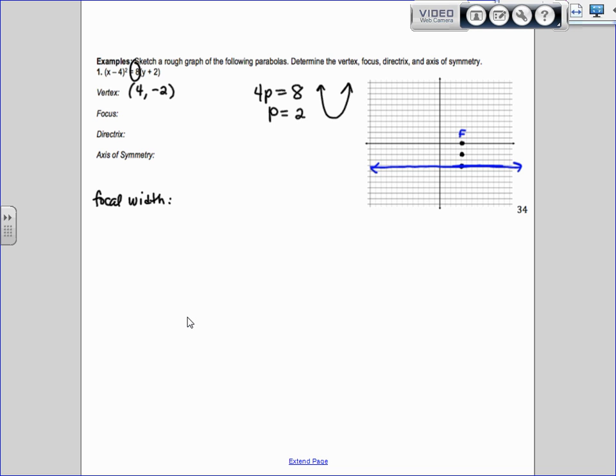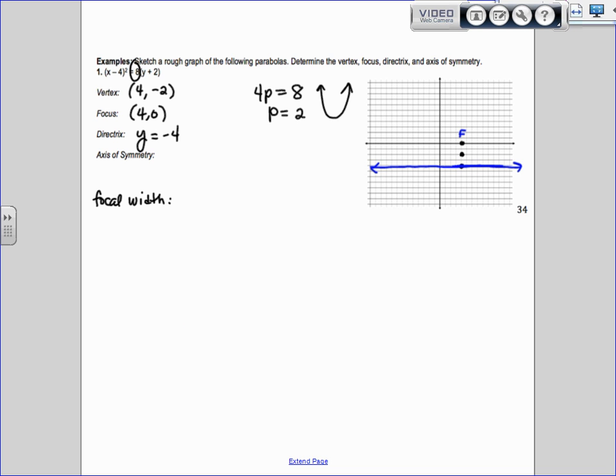All right, so that means that our focus is located at (4, 0), because we went up 2 from the vertex. The directrix is a horizontal line. How do I write a horizontal line? Is it x equals or is it y equals? It's y equals, right? Think about every single point on that line. This point right here would be (0, -4). This one's (1, -4), (2, -4), (3, -4). Do you see the thing that they all have in common is the y value? So y is equal to -4.